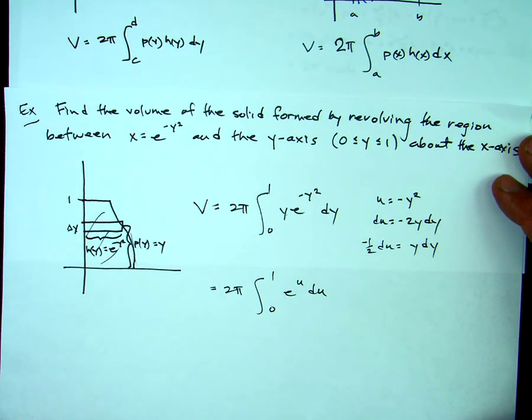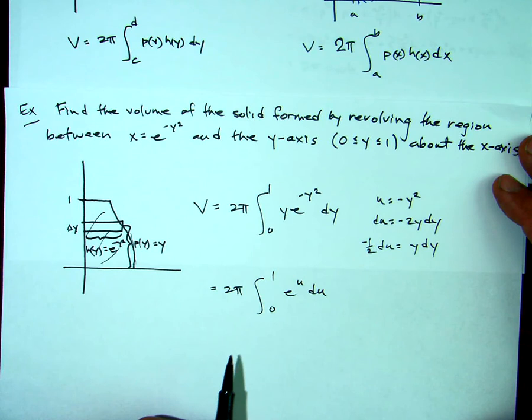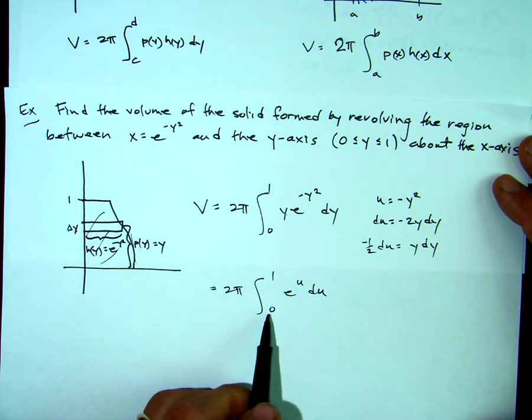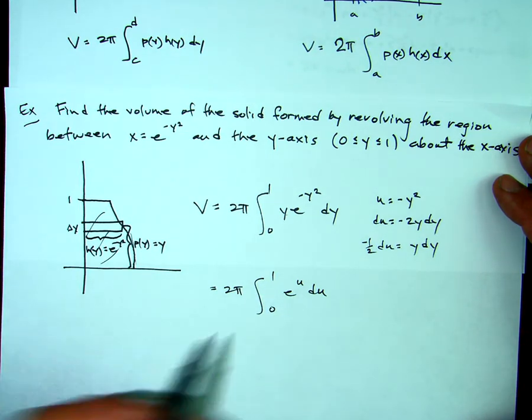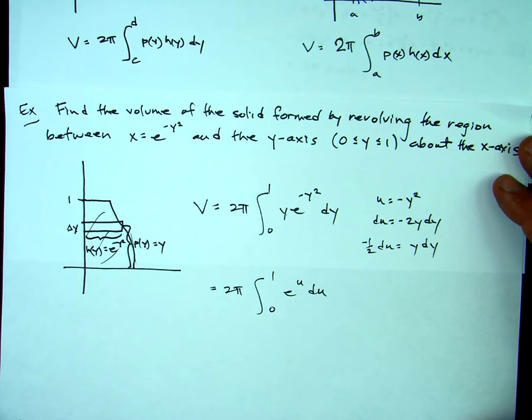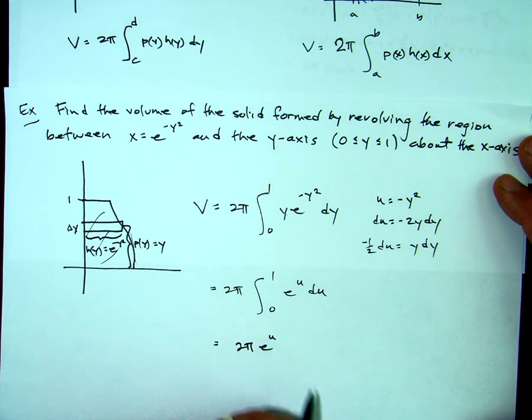Either way is fine. I'm just going to leave them, and I'll go back to y after I integrate. So technically my limits are in terms of y, but I'm doing an integral in terms of u. But I'll go back to y. All right, well, the integral of e to the u du is just e to the u. So this is going to give me 2 pi e to the u, and again these are in terms of y, so I need to go back to y.